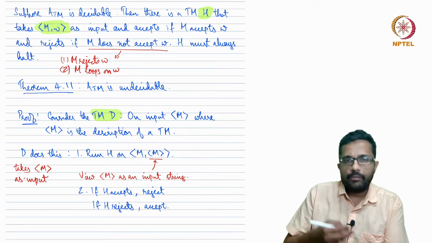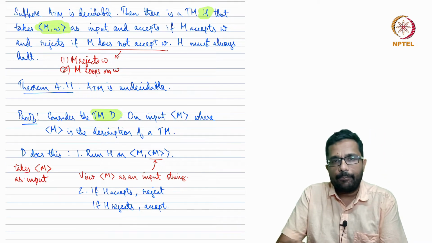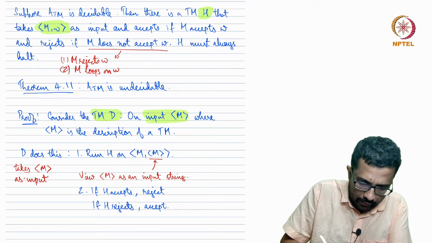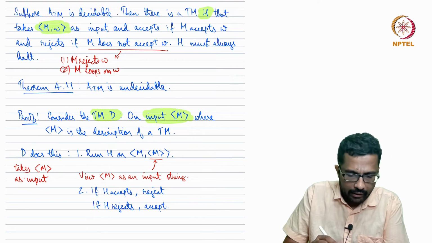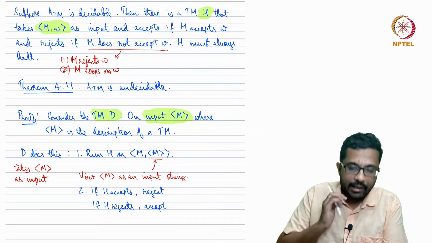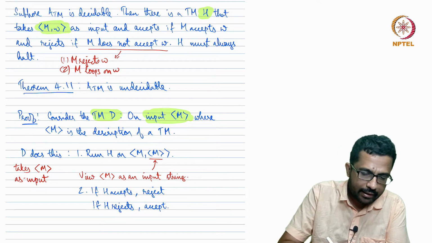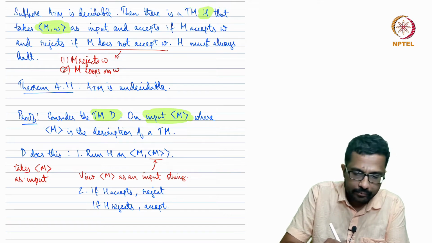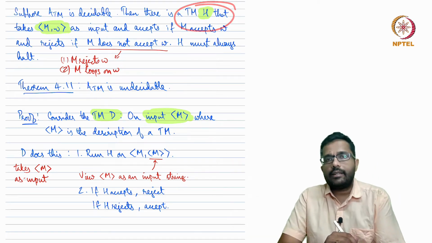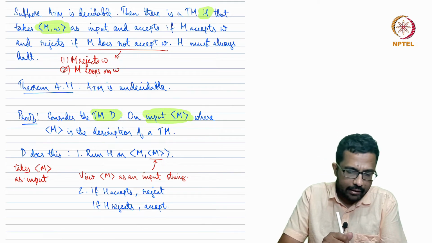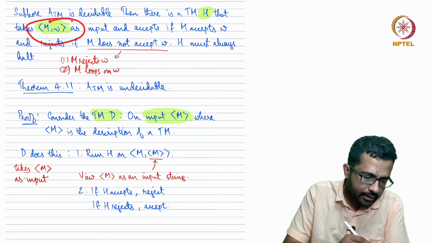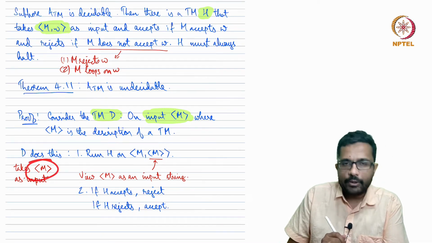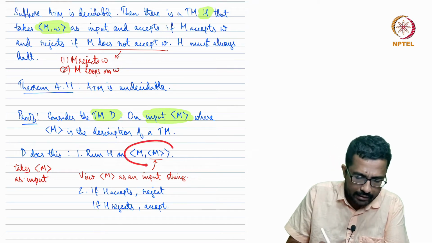So D takes as input the description of a Turing machine M. That's what I have written here: on input M. So what D does is it runs H, where H is the decider for ATM. But then the input of H is of the form a machine and a string. D gets as input a description of a machine. So what does H get as input?